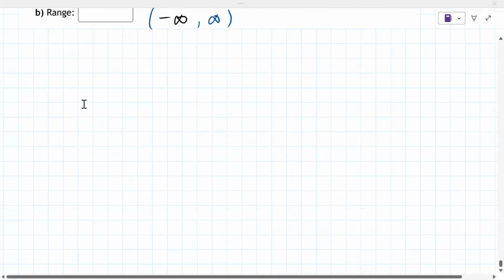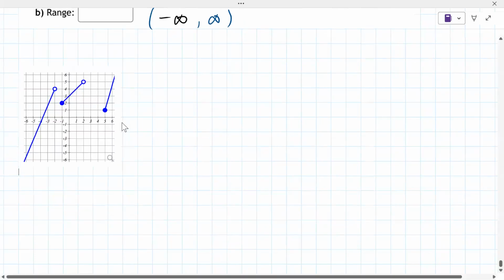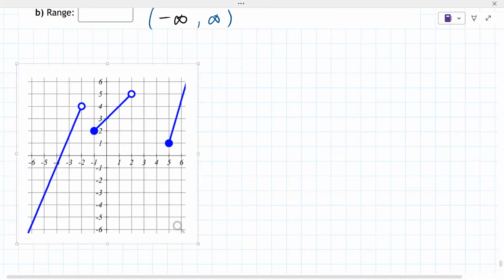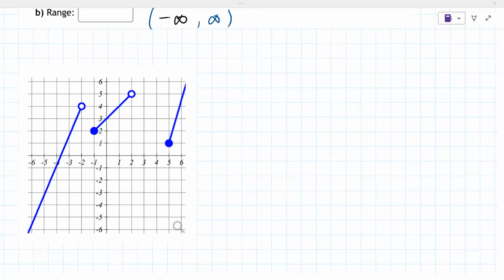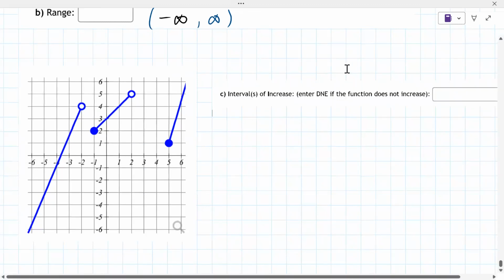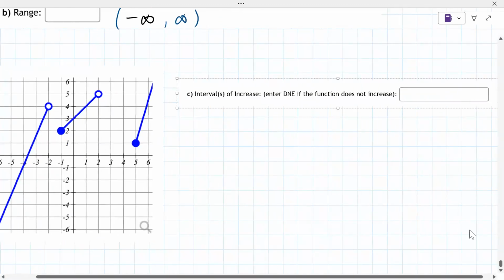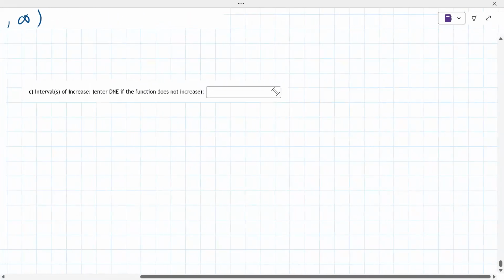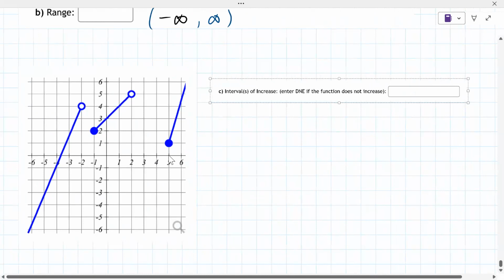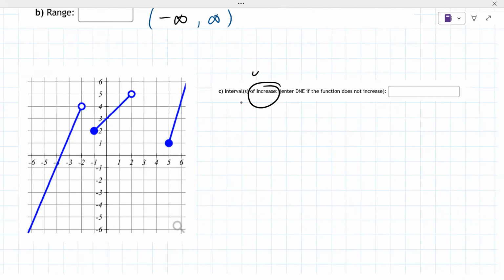All right, so C and D are next. These are increase and decrease. So we'll do C first. Okay, C, intervals of increase. So increase we talked about before is going up and to the right. So in this, you can kind of draw a little person. Are they going uphill? Yes. We want the x values now, just for increasing.